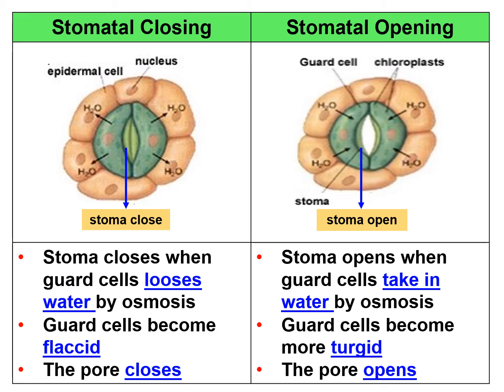Stoma closes when the guard cells lose water by osmosis. When the guard cells lose water, the guard cells become flaccid, so the stoma closes. The stoma is open when the guard cells are turgid. They become turgid when water moves into the guard cells by osmosis.